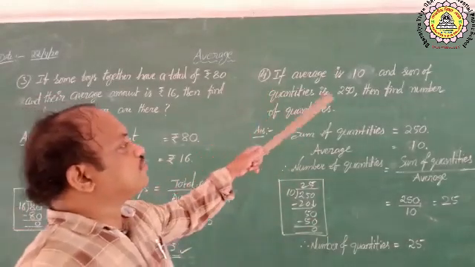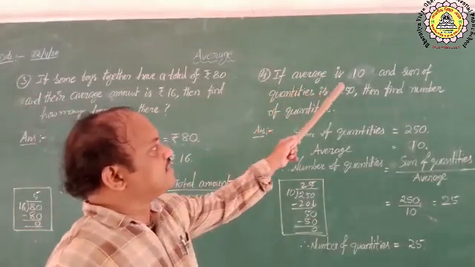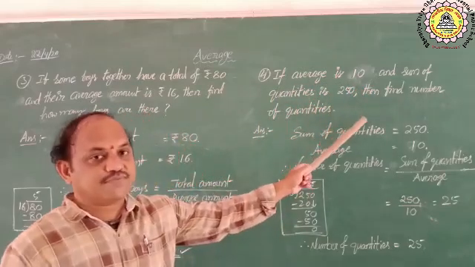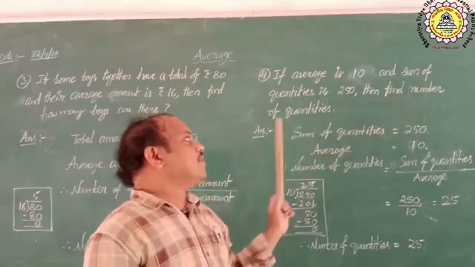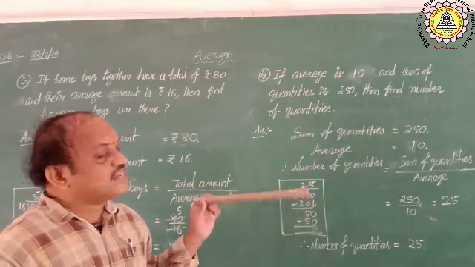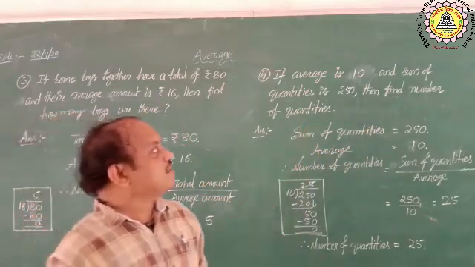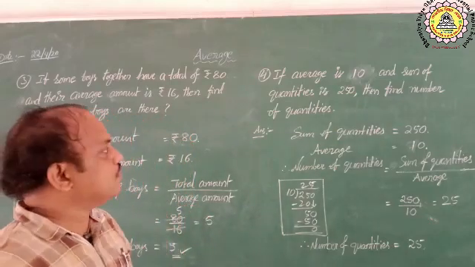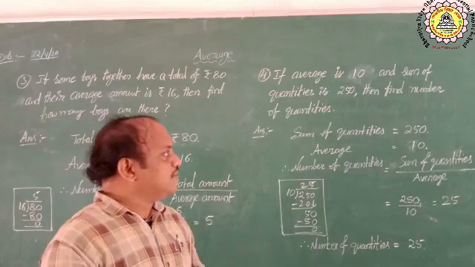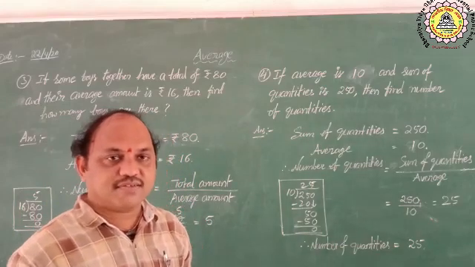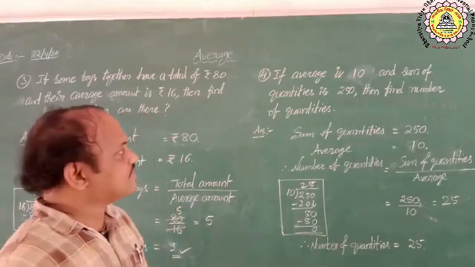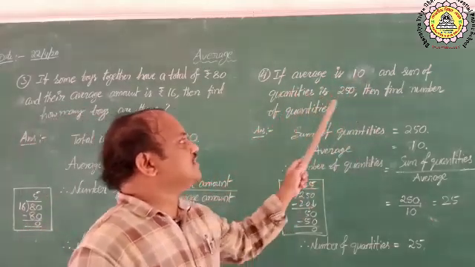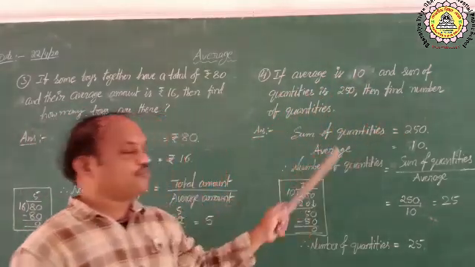See, once read the question here. If average is 10 and sum of quantities is 250, then find the number of quantities. See, it is a very easy question. See, already directly it is given. Average and sum of quantities are already given. That means what to find here? Number of quantities we have to find here. Right or wrong? Yes. Once again you check. If the average is 10 and the sum of quantities is 250, then find the number of quantities.